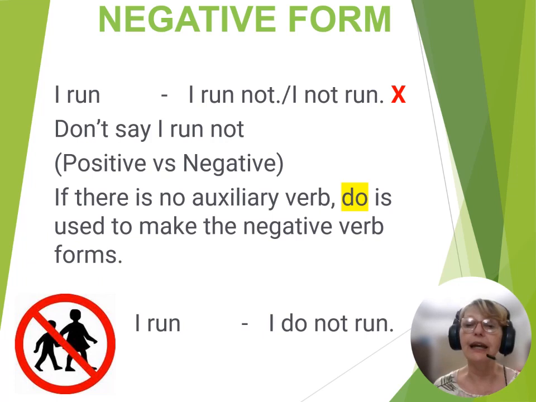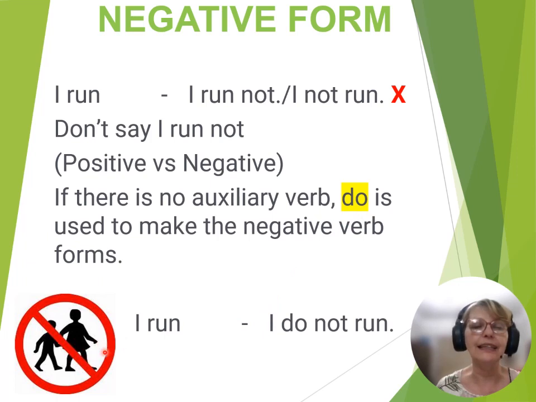Now, I can say I run, but if I want to say it in the negative, then I cannot say I run not, or I not run. It makes no sense whatsoever. So my positive sentence is I run, but the negative or the opposite of that is I do not run. You're going to use the auxiliary verb do to make the negative verb form.